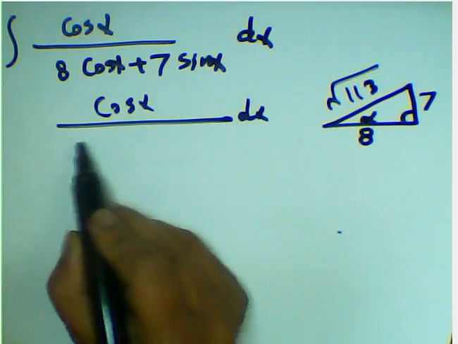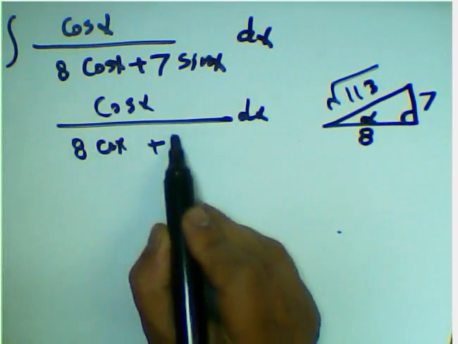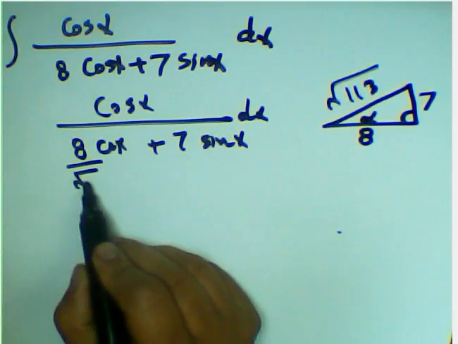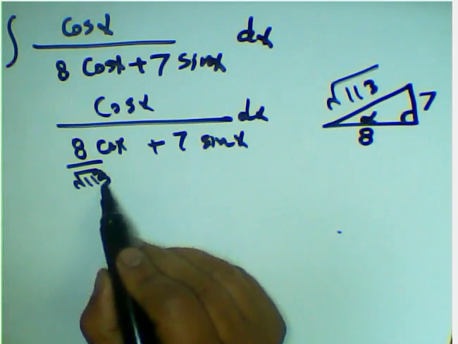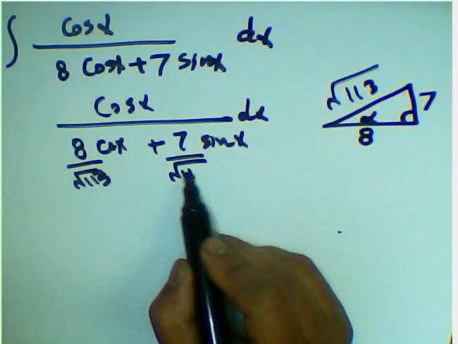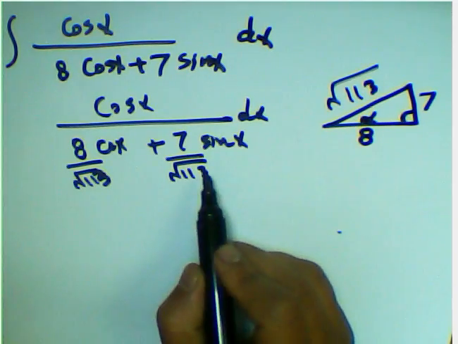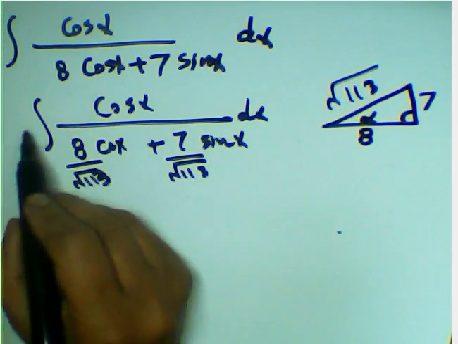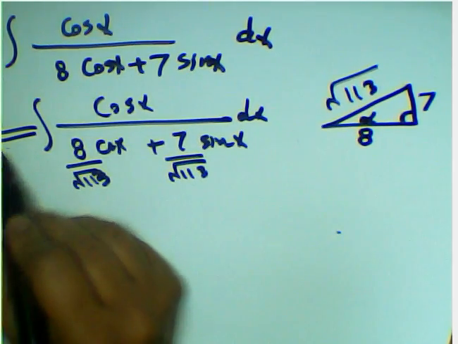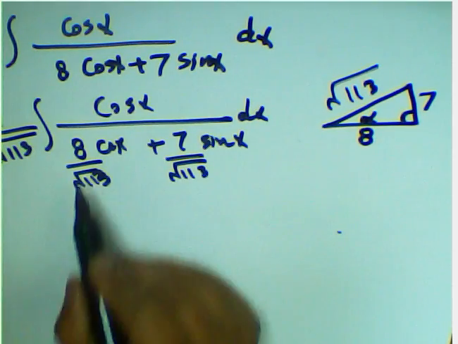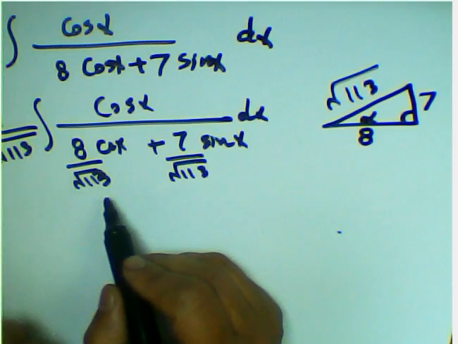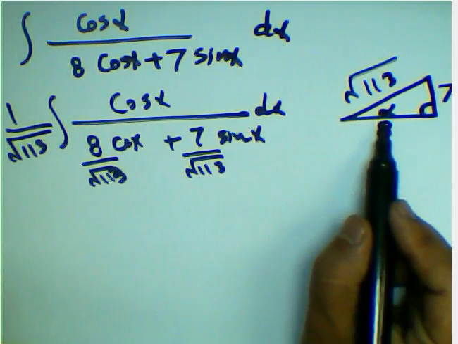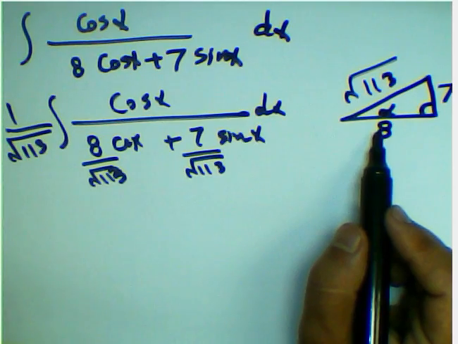Thinking with me here, 8 cosine x plus 7 sine x. I will divide it by root 113 and multiply by it, to cancel it. Why? Because 8 over the square root of 113 is the adjacent over the hypotenuse, so it will be cosine alpha.